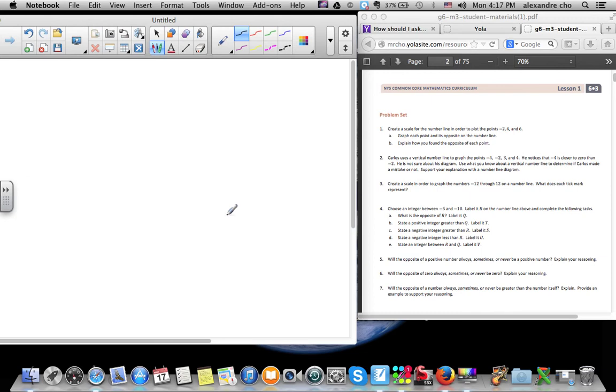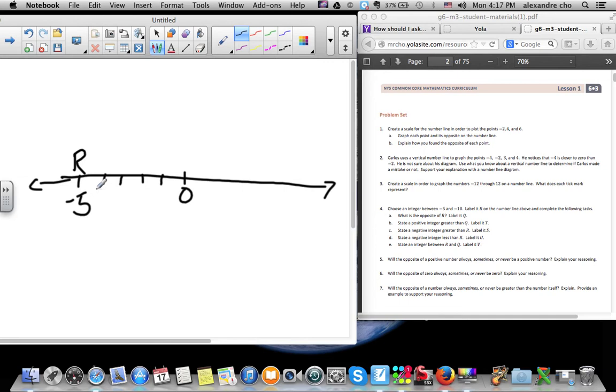Okay, choose an integer between -5 and -10. So all right, let's create a number line here. Everyone is going to have different answers. That's okay. That's 0, 1, 2, 3, 4, 5, and you were to choose anything from -5 to -10. Since I'm lazy, I'm going to choose -5. And let's call that R. What is the opposite of R? Well, the opposite of R would be 1, 2, 3, 4, 5, which is +5. So the opposite of -5 would be 5, and they want us to call this Q.